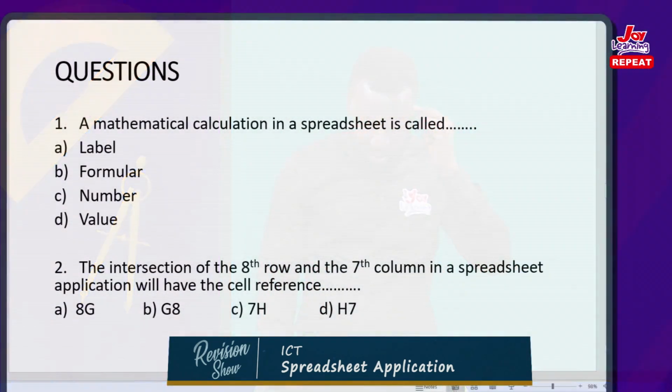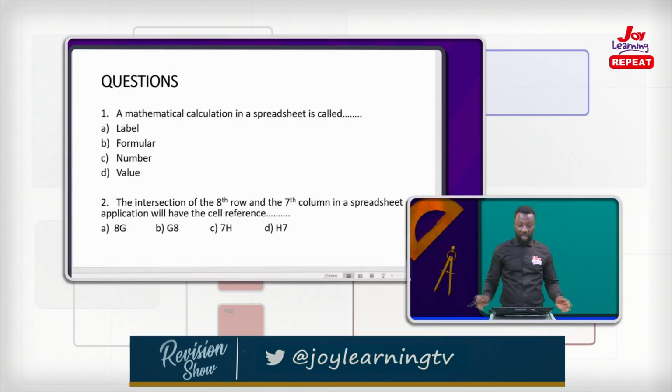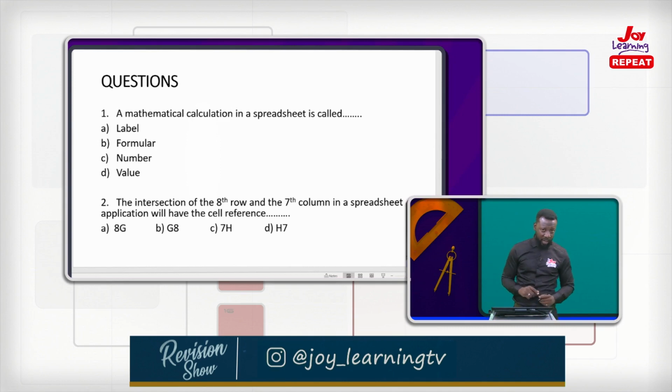The first question says, a mathematical calculation in a spreadsheet is called, remember where you are adding in spreadsheet, what is it called? Remember I mentioned it to you. The intersection of the 8th row and the 7th column in a spreadsheet application will have the cell reference. And remember, I know you know what a cell reference is. I don't think you should forget by now.